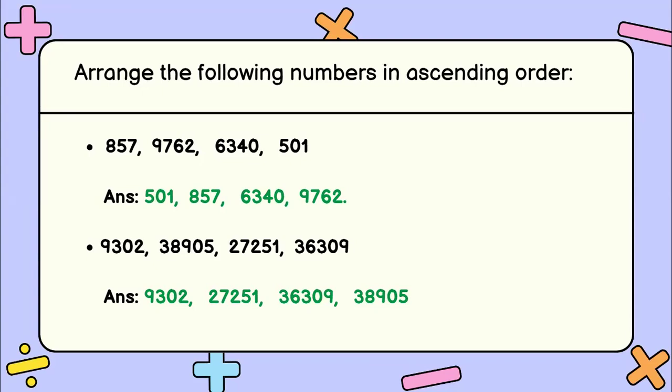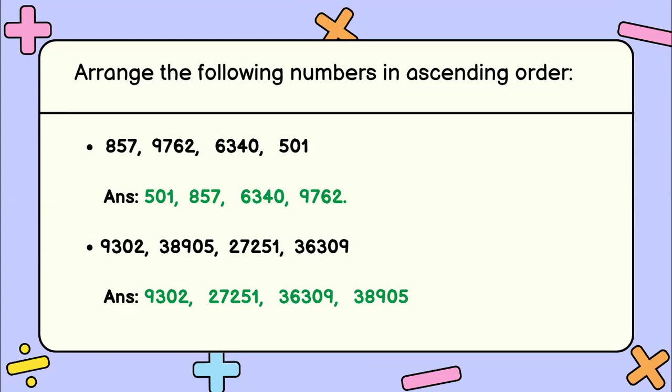857 next. Now, you have 4-digit numbers, 9762 and 6340. As you can see, at the start of the number, 6 or 9, which is bigger? Of course, 9 is bigger. So, you'll write 6340 after 857 and at last you'll write 9762. Let's see with another example.